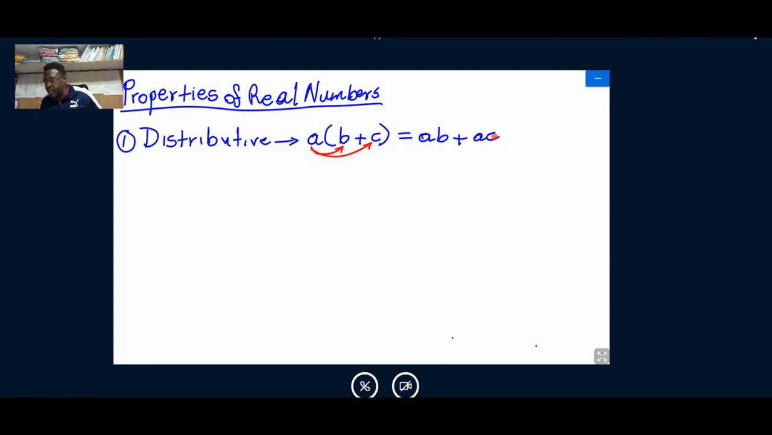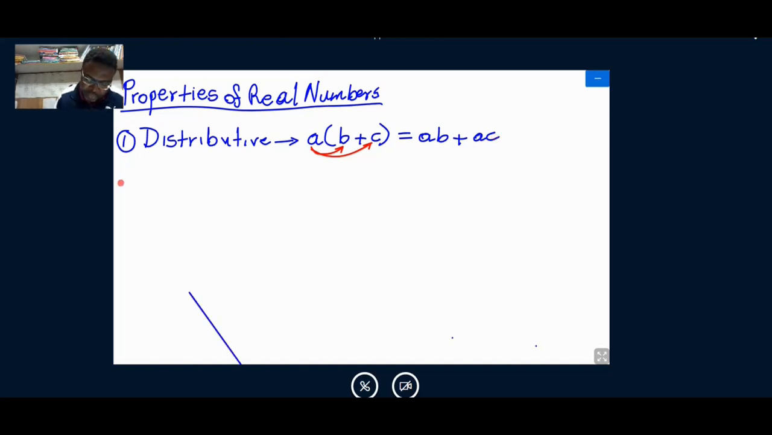There is a section that we are going to do in algebraic expressions where we'll be talking about the difference of two squares and so on. This thing is going to come back, you'll see. Distributive property plays a major role in algebra.